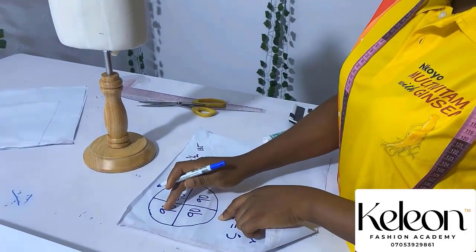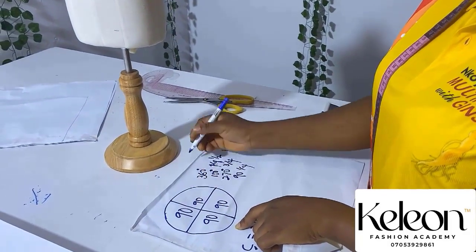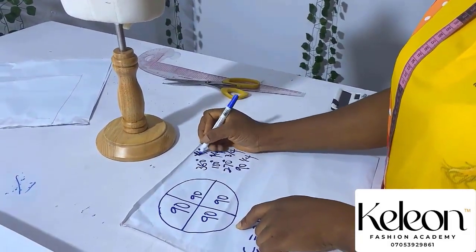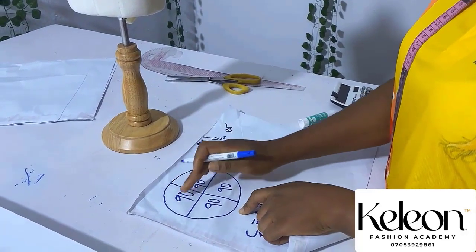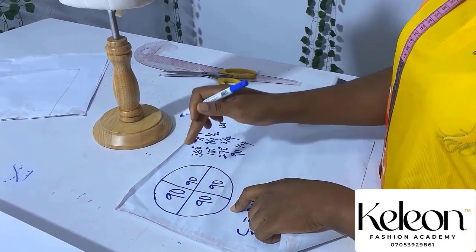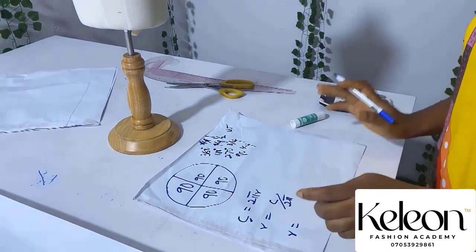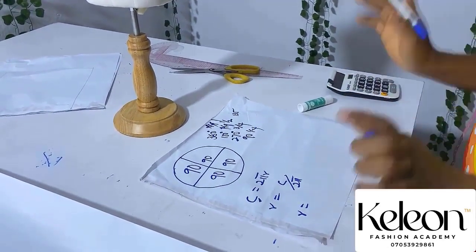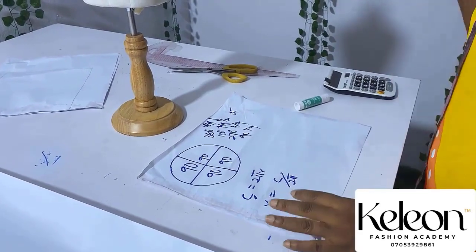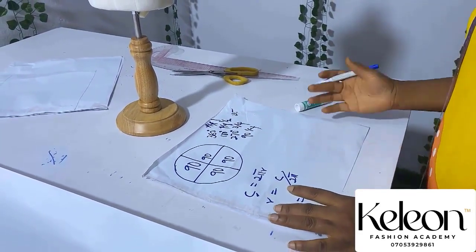Then 1, 2, 3, 4. 4/4 is what? It is 1, which is 360. 90 plus 90, 180, 270, 360. So I hope you understand the concept. I just want us to know how we derive this formula so that it will help us understand this better.